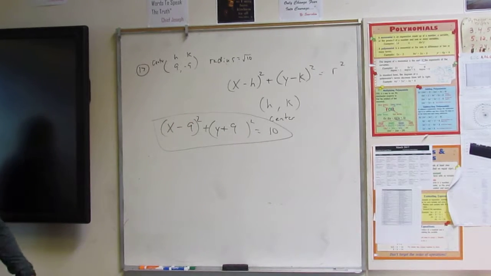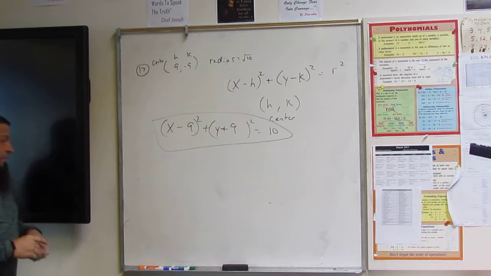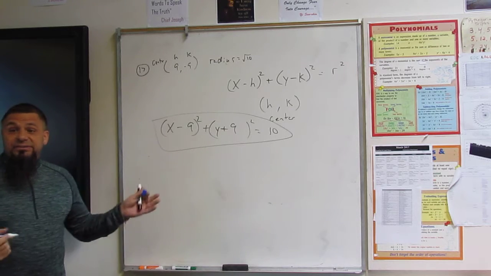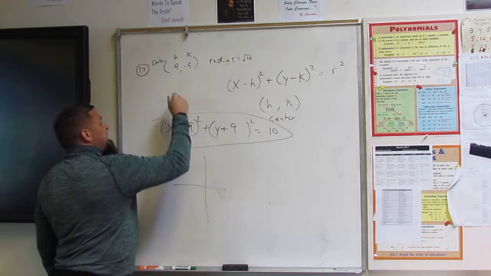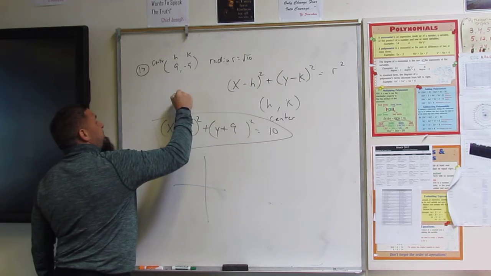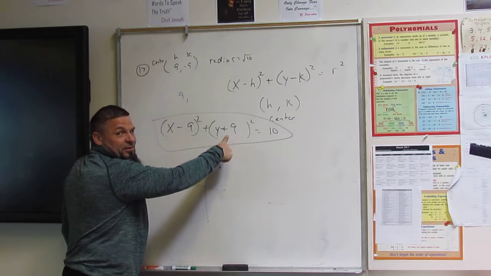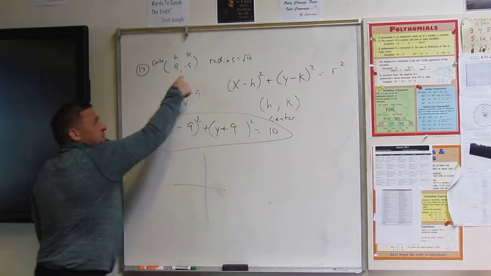Done. That's simple. Circles are easy. So if I was to graph this, then I would look at where the center is. The center is the opposite of this for the x, that would be 9, and the opposite of this for the y, which would be negative 9. See how they got that?